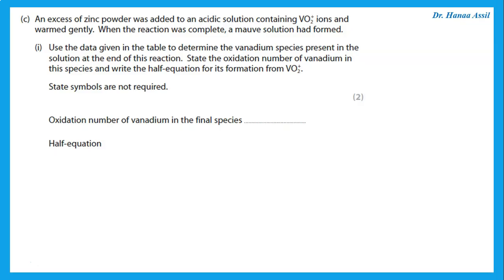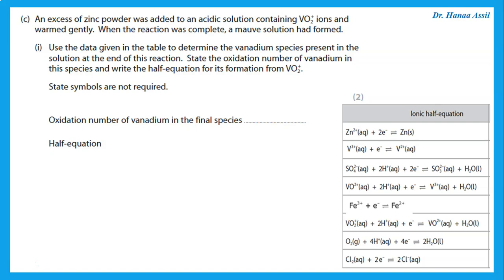Basically, we're starting with VO2+, and we're saying we have excess of zinc, so we want to reduce it as far as we can. State the oxidation number of vanadium in this species. Write the half equation for its formation from VO2+.